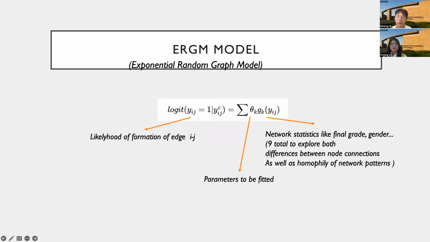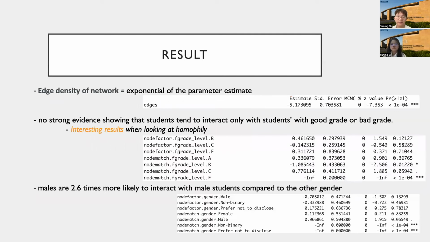We used the ERGM R package and chose network statistics like final grade level, gender, race, perception of strongness, etc. We use both node factor to explore differences between node connections and node match to explore the homophily of network patterns. These are the results from fitting the ERGM model. The edge density can be computed from the fitted model.